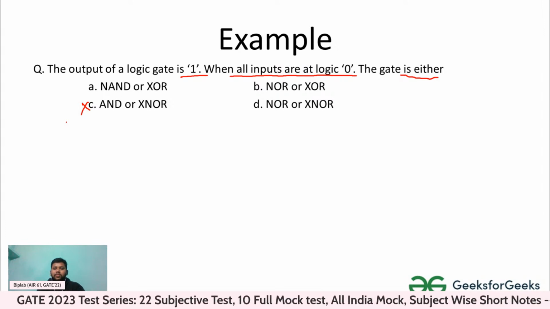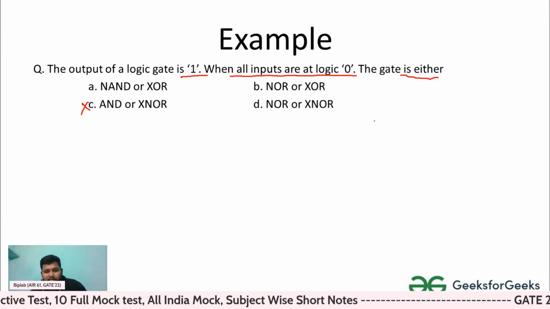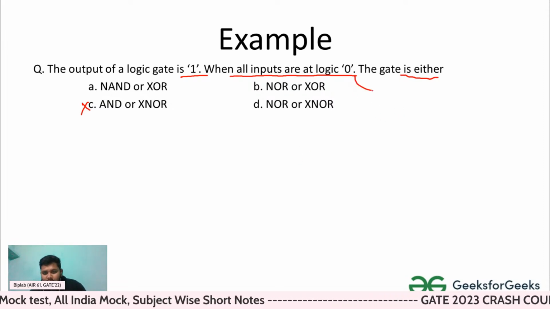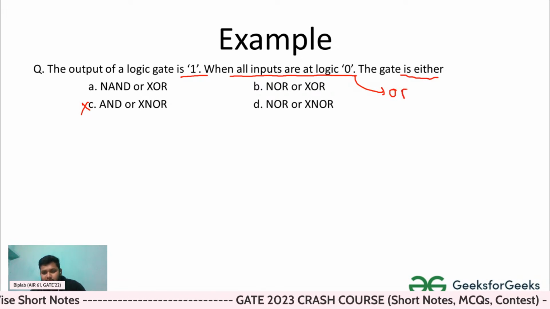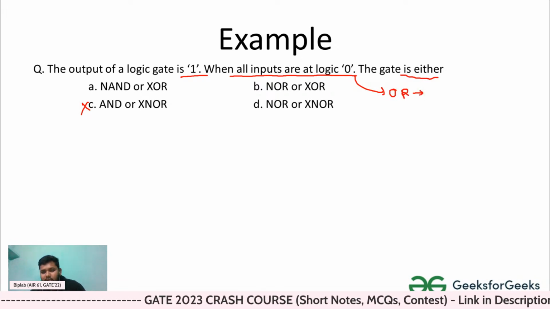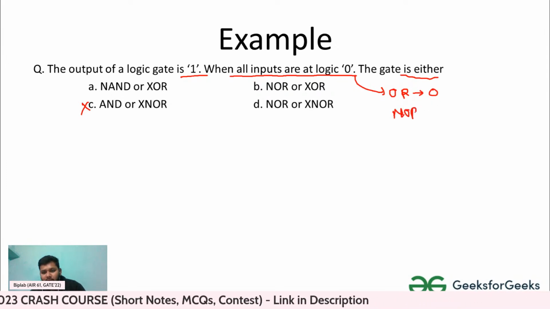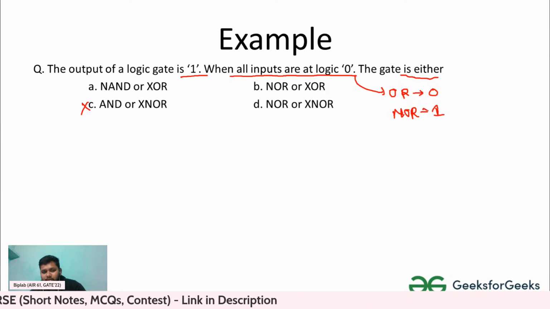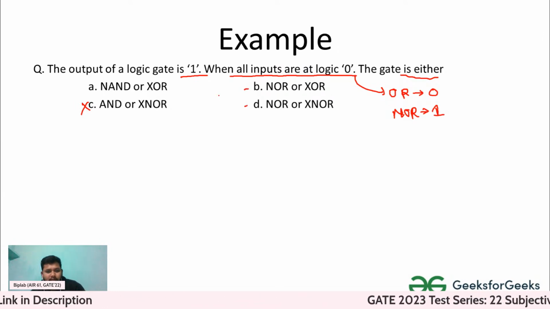When all inputs are 0, the OR of all of them will be 0. That means the NOR of all of them will be 1. Okay, this is one of the gates that we got. So B and D can be answered, and now look at A.